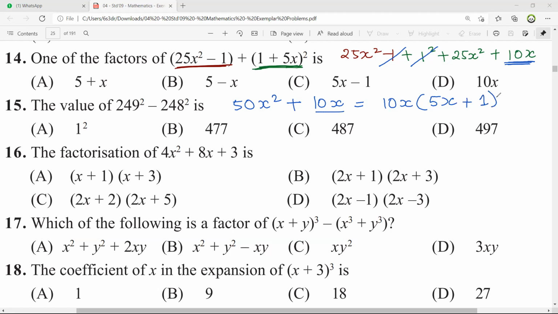So what are the two factors? So we can see that we have factorized. Now this might be a new term for you. We have factorized this polynomial into two factors. And what are those two factors? 10x and 5x plus 1. So we have 10x, that is one factor, and the other is 5x plus 1. Hamna, is it clear?